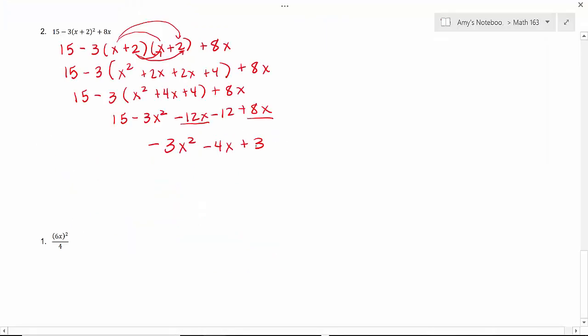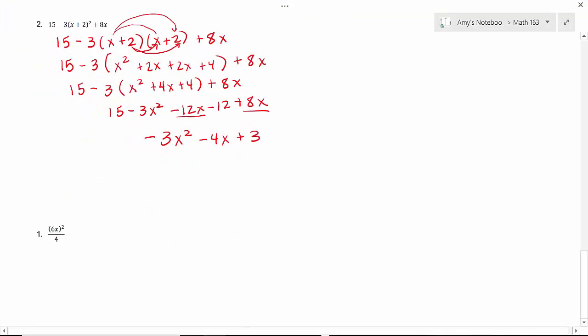Our next problem, we need to do what's inside the parentheses first. We don't have an operation. So 6 squared is 36. X squared. You do not have anything with exponents. Well, you did have something with exponents. Sorry. You had 6x quantity squared. So 6 squared was 36 and x squared was x squared. And then you can do your division. 36 divided by 4 is 9.